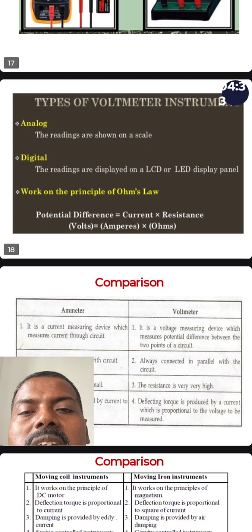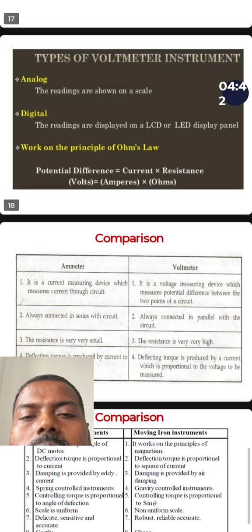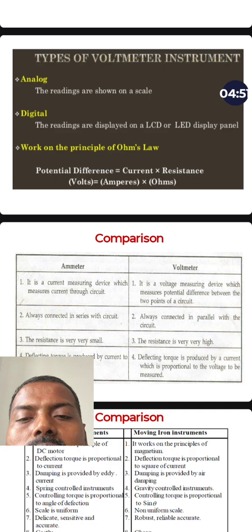The types of voltmeter instrument are analog and digital. The principle is based on the working of Ohm's law. The potential difference is equal to current into resistance. The V is equal to I into R formula. That is Ohm's law formula.